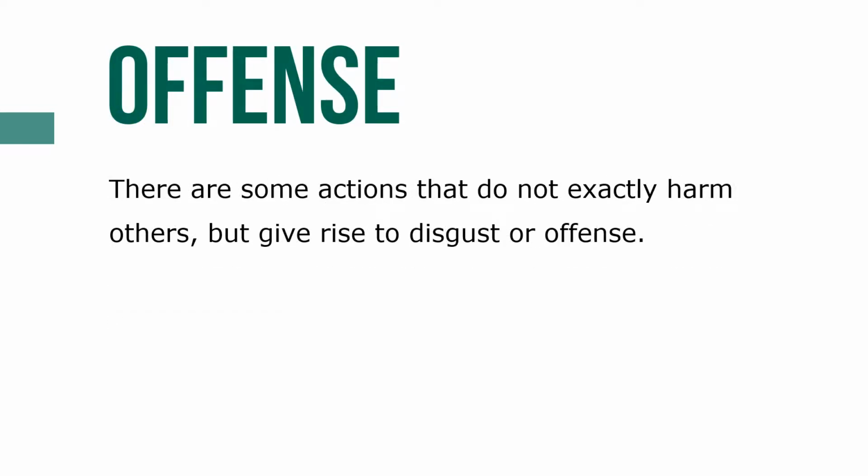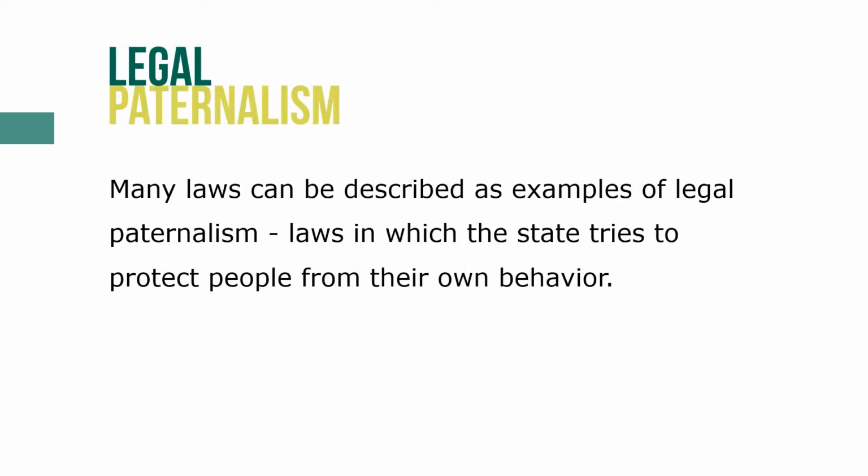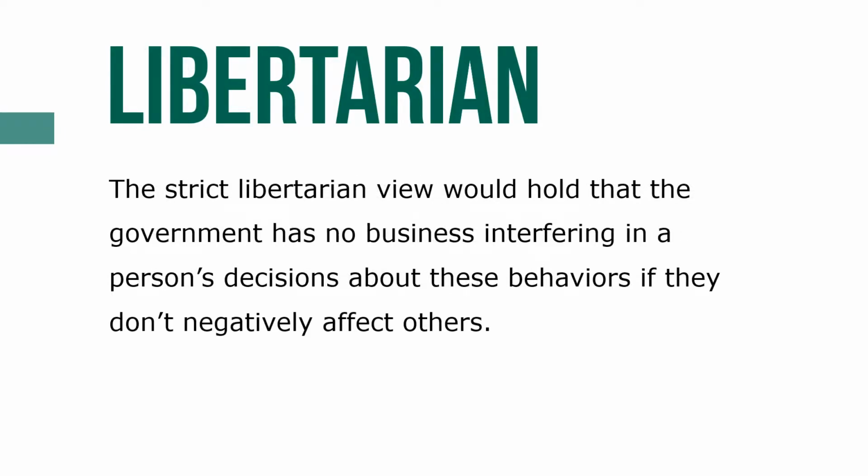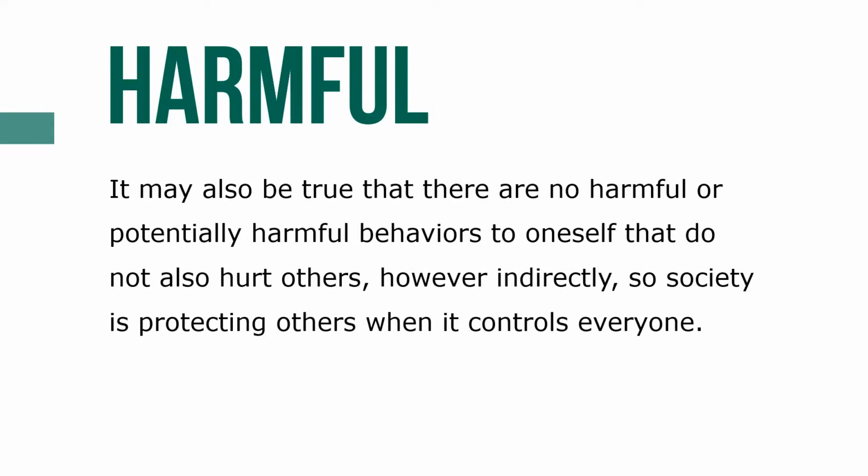There are some actions that do not exactly harm others but give rise to disgust or offense. Many laws can be described as examples of legal paternalism, which means that the state tries to protect people from their own behavior. The strict libertarian view would hold that the government has no business interfering in a person's decisions about these behaviors if they don't negatively affect others. It may also be true that there are no harmful or potentially harmful behaviors to oneself that do not also hurt others, however indirectly, so society is protecting others when it controls everyone.